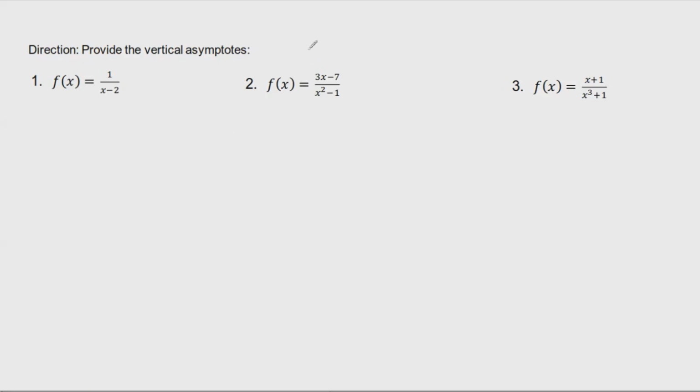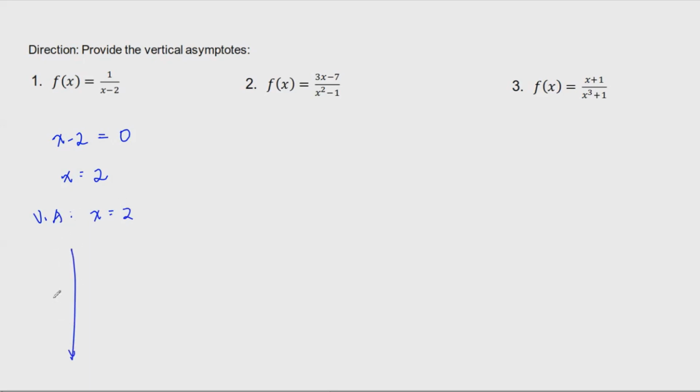Now let's proceed with number 1. 1 over x minus 2. Just simply take the denominator, that is x minus 2, and then equate it to 0. So what we have here is x is equal to 2. Now the vertical asymptote is simply x equals 2. That's how it goes for x minus 2.